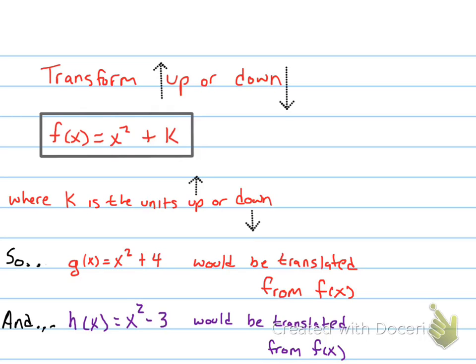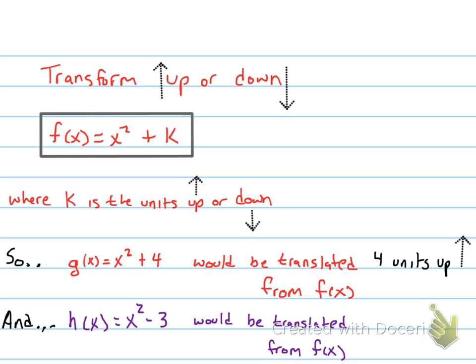So let's make sense of this. G of x equals x squared plus 4. Well, this would be translated 4 units up. So that means we just move it 4 units up on the y-axis.